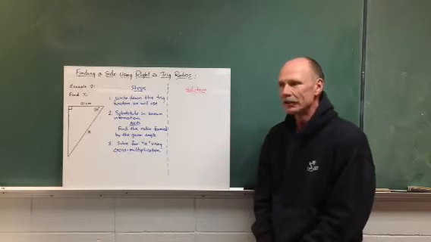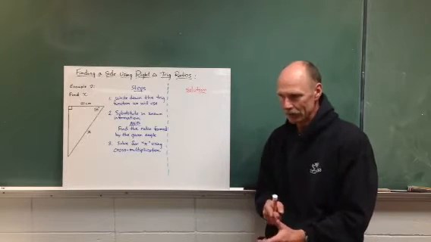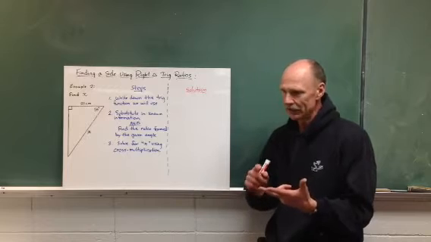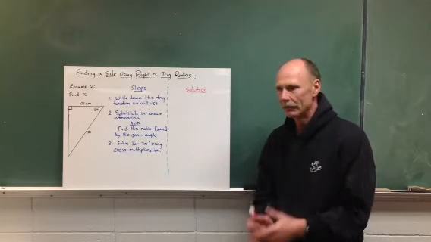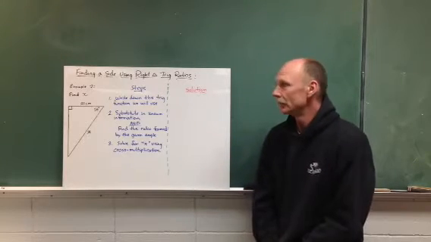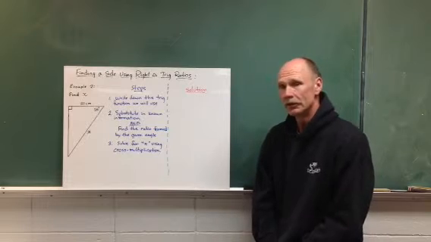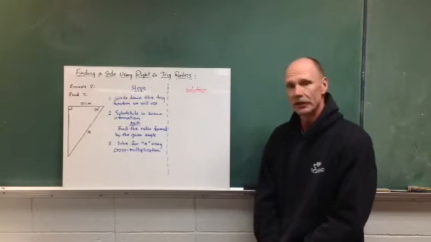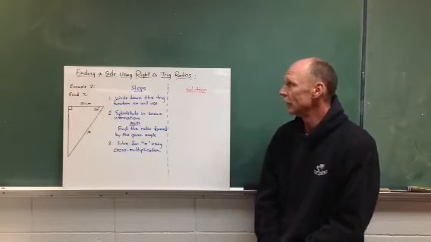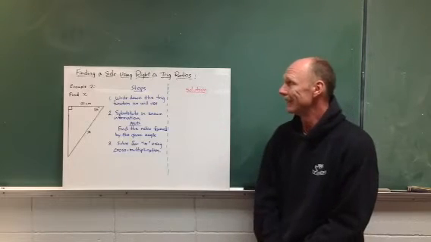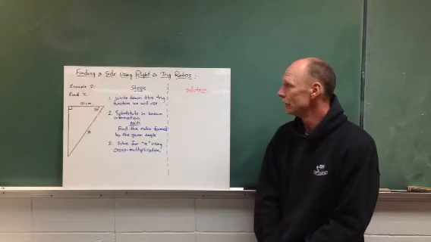We're going to continue in our series of right triangle trigonometry, and we've already investigated part 1, which was finding out what trigonometry is, how to name sides, as well as the 3 primary trig ratios. We've also done part 2, which is finding an angle using right triangle trig ratios, and now this is part 3, where we'll be finding out how to find a side using right triangle trig ratios.